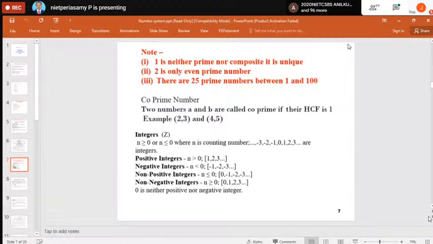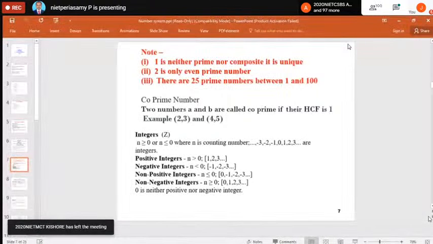0 is neither a positive nor a negative integer. So 0 is a non-positive integer and also a non-negative integer. Okay, so this is the definition of integers and the 4 categories of integers.